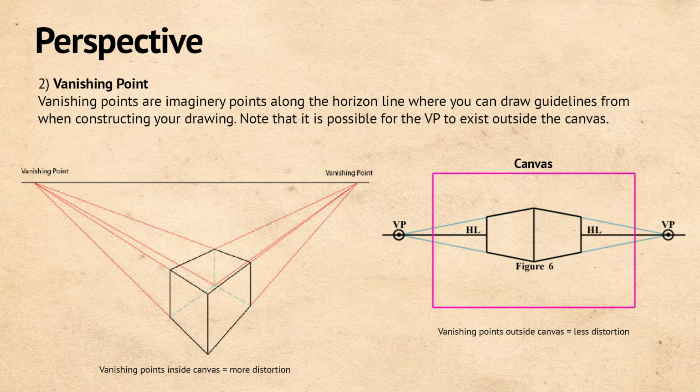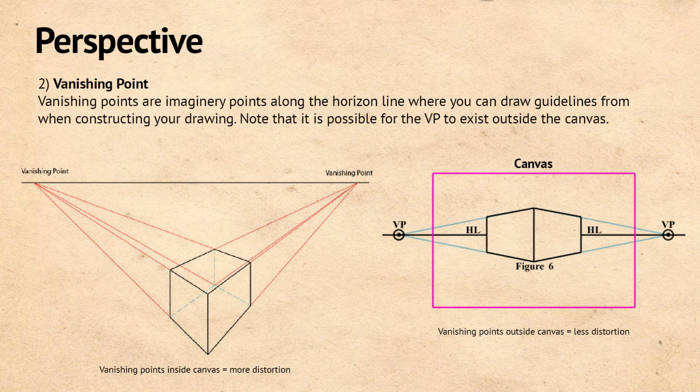The second concept that you need to know to do accurate perspective drawing is that of the vanishing point. Vanishing points are imaginary points along the horizon line where you can draw guidelines from when constructing your drawing. Note that it is possible for vanishing points to exist outside the canvas.